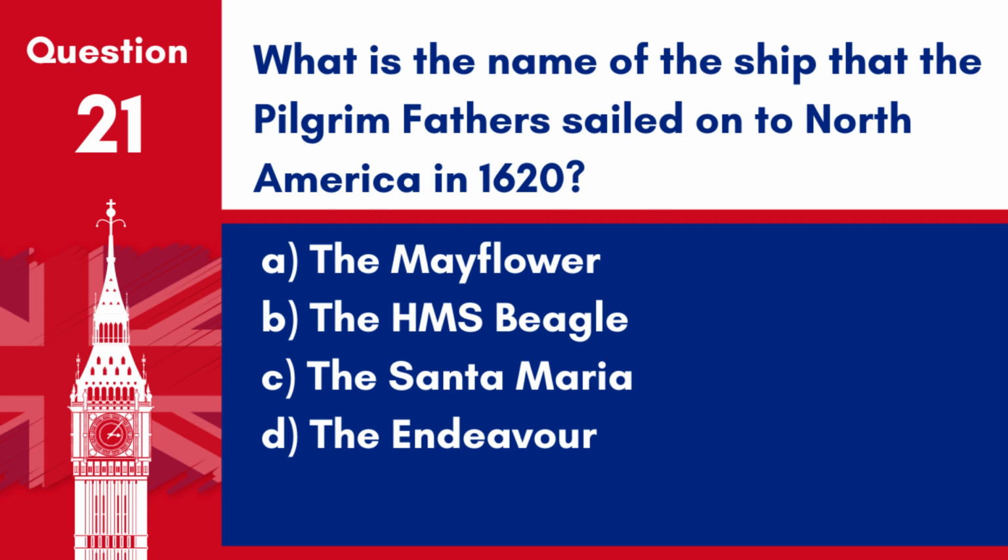Question 21. What is the name of the ship that the Pilgrim Fathers sailed on to North America in 1620? A. The Mayflower. B. The HMS Beagle. C. The Santa Maria. D. The Endeavour. Answer A. The Mayflower. The Pilgrim Fathers sailed on the Mayflower in 1620 to settle in North America, landing at Plymouth Rock.